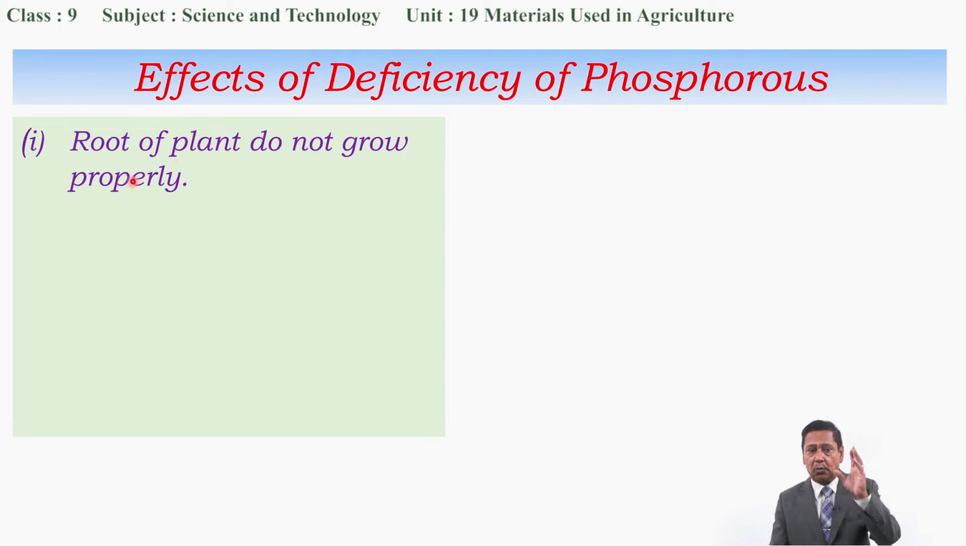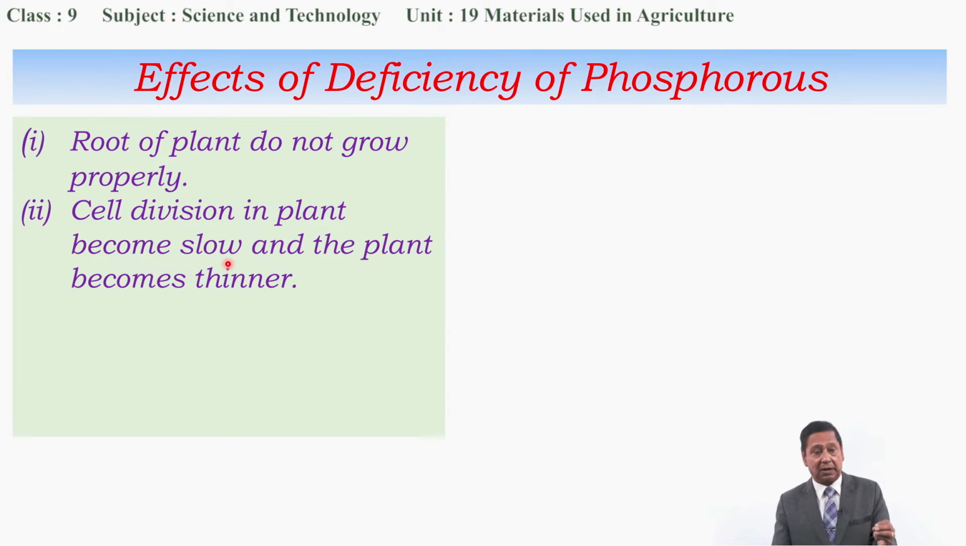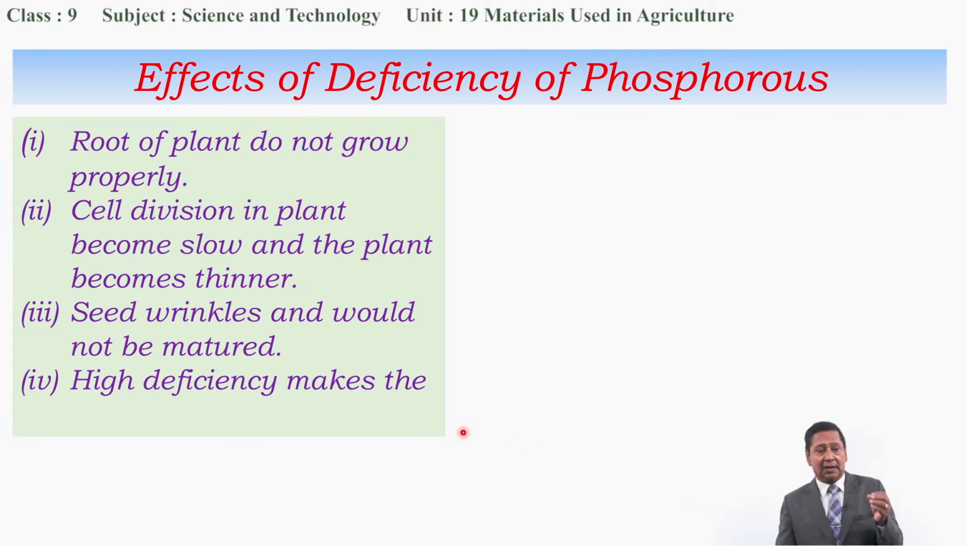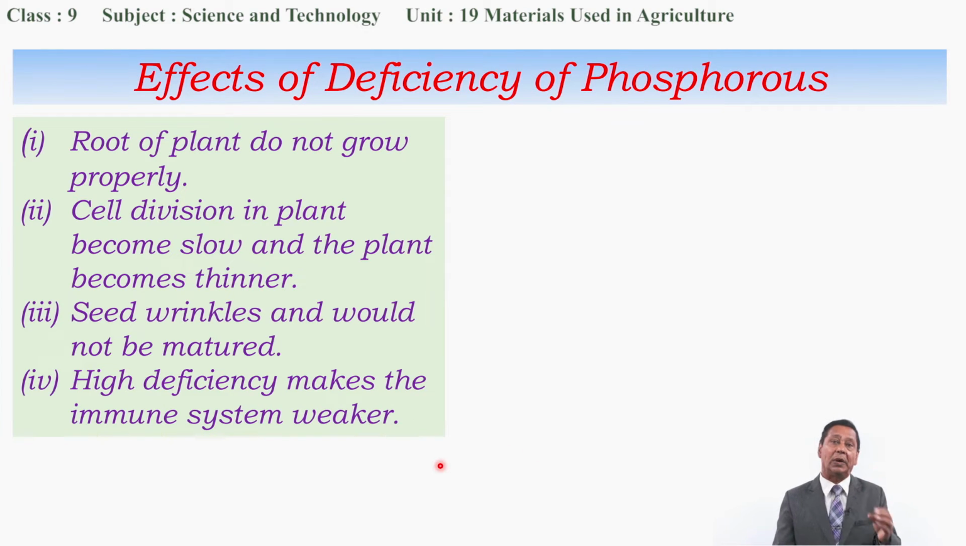This can happen. Root of plant do not grow properly. The strength of root won't be proper and it cannot absorb nutrients from the soil. Next is, cell division in plant becomes slow and the plant becomes thinner, unhealthy. And next is, seed wrinkles and won't be matured. And next, high deficiency makes the immune system weaker. Immunity will be weaker. Actually, high deficiency reduces the immunity. Immunity is related to the potassium, but if there is high deficiency of phosphorus, that also decreases the immunity.